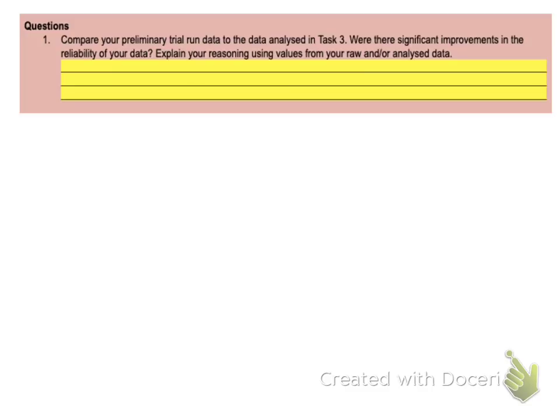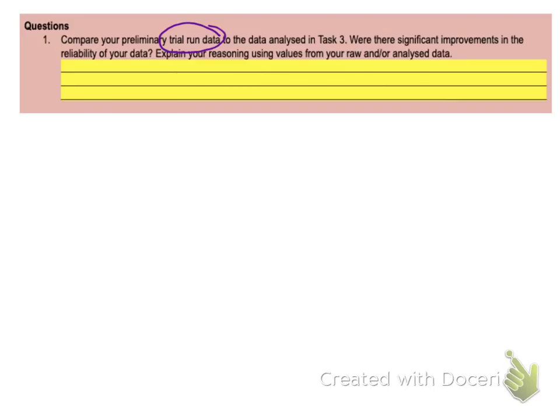You need to look at your trial runs, the ones that you did in task 3, and talk to me about whether or not there were significant improvements between the data that you had in your task 3 run. Remember, that's where you hadn't yet really started to try and control your variables. And this run, where you tried to control your variables, you've practiced it, and even when you had some trials that went really bad, you went and redid them to get better data. Was there significant improvements in how reliable your data was now that you started to control your variables and do the tests in a better manner?